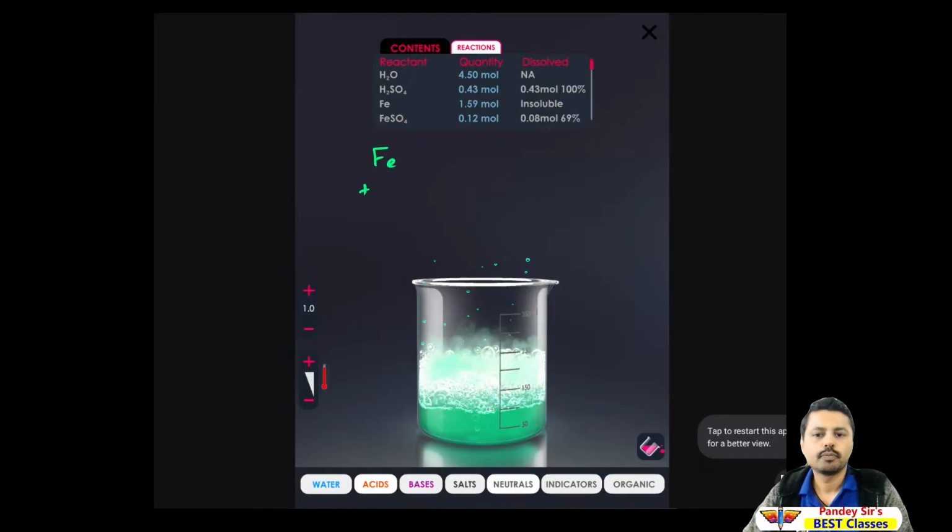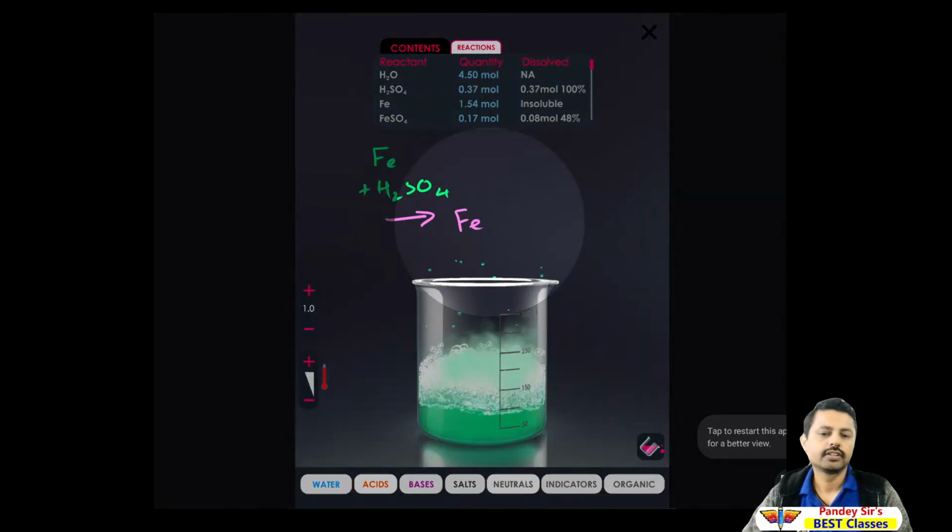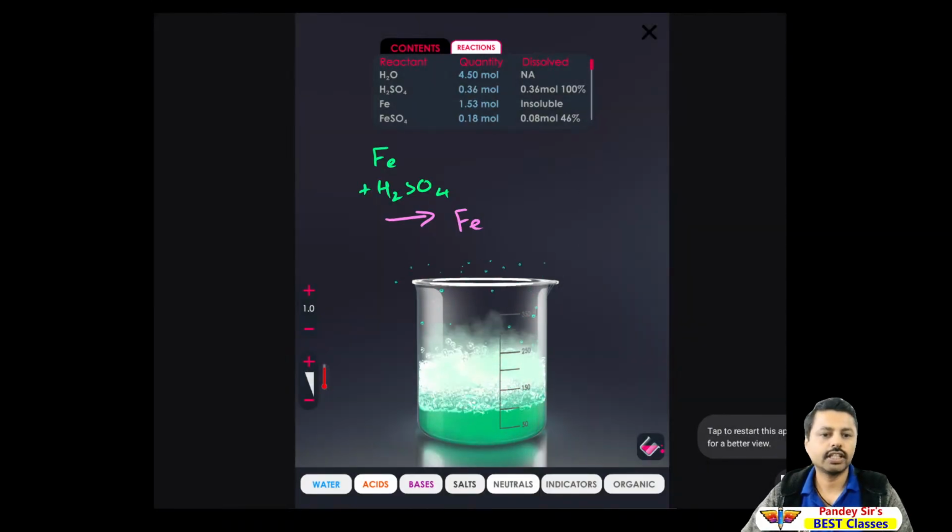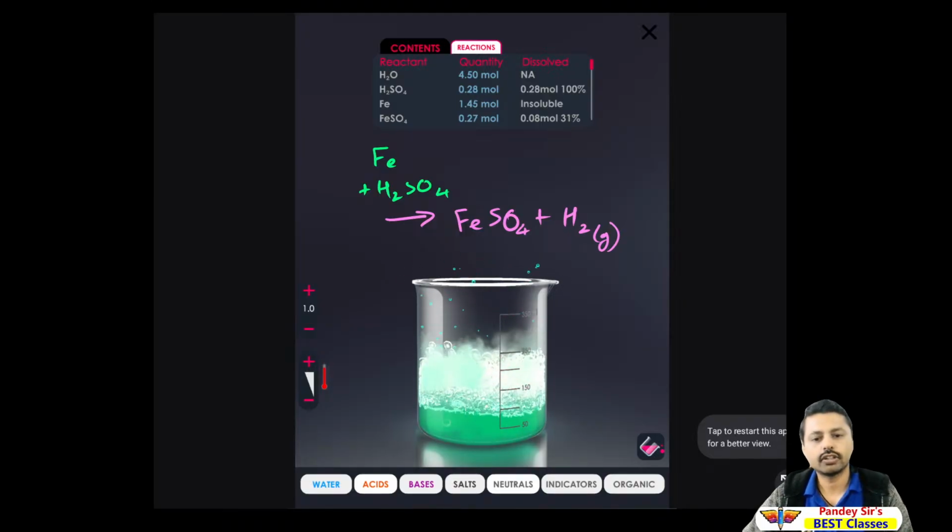Fe plus H2SO4 and it will give you Fe3SO4 or just FeSO4? Think, it's not hard, it's very easy. It's only FeSO4 plus what will evolve or get released? H2. Is it gas or solid? It's gas. Easy. What about FeSO4? Is it gas, solid, liquid?